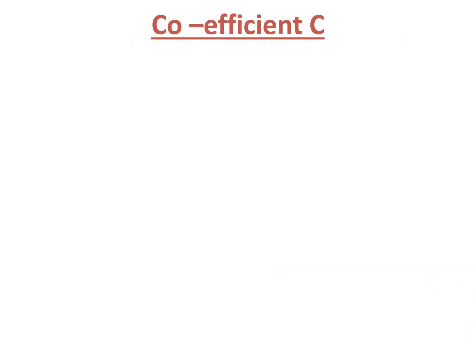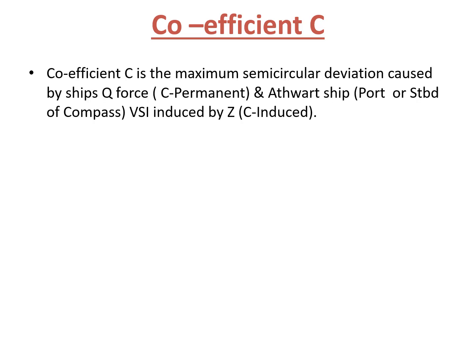Now let's head towards coefficient C. What is coefficient C? Coefficient C is the maximum semicircular deviation caused by the ship's Q force and athwart ship VSI induced by jet. Here Q force is the permanent magnetism and athwart ship VSI induced by jet. As we have told before, athwart ship VSI induced by jet you will not find in the normal ship. So most of the time you'll see that coefficient C is due to the Q force only. In the slide I made a mistake, so it should be coefficient C, right?